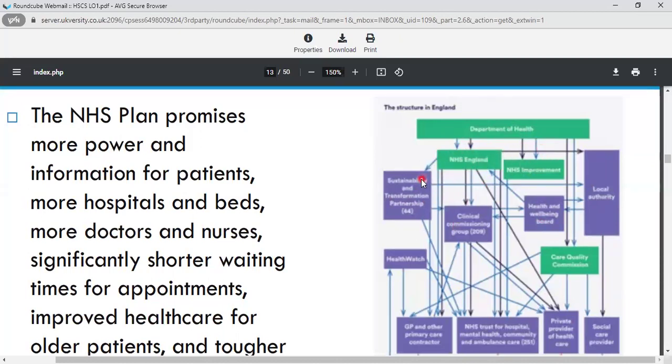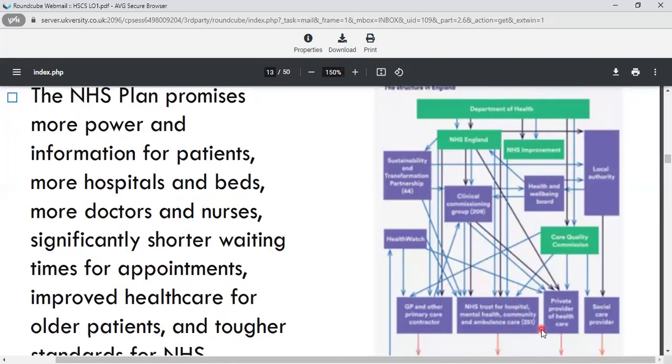NHS England, for instance, oversees the Sustainability and Transformation Partnership, which then has an impact on, or has connectedness with, the local authority. Now, NHS Improvement, for instance, would work with the NHS Trusts for Hospital, Mental Health, Community, and Ambulance Care. And these are given numbers, so they have different bindings or different rules and regulations. That is why they're given numbers.